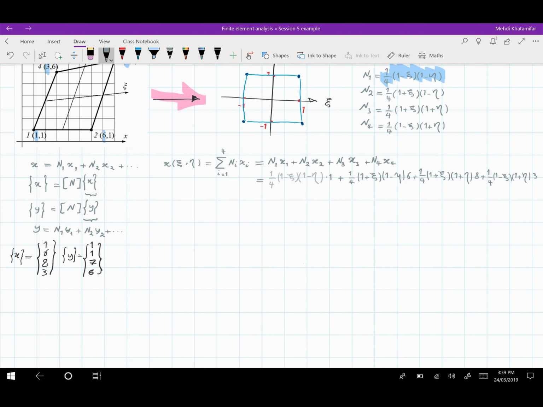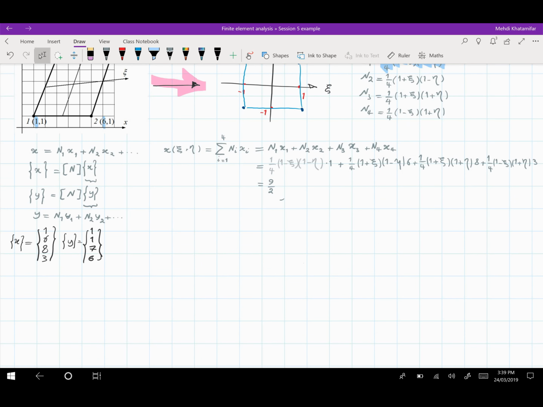Okay, if you multiply all these numbers by each other and add the numbers and the parameters to each other, you are going to finally reach this value: 9/2 plus 5/2 (psi plus eta). This is for the x coordinate using psi and eta.